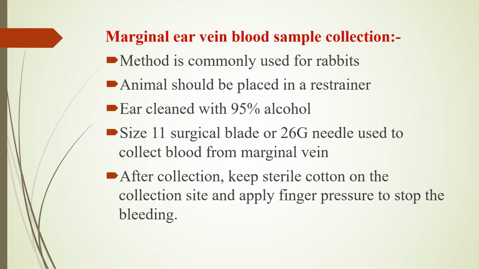Marginal ear vein blood sample collection. This method is commonly used for rabbits. The animal should be placed in a restrainer, an instrument which prevents the movement of the animal. Then the ear is cleaned with 95% alcohol. A size 11 surgical blade or 26 gauge needle is used to collect blood from the marginal vein. After collection, keep sterile cotton on the collection site and apply finger pressure to stop the bleeding.